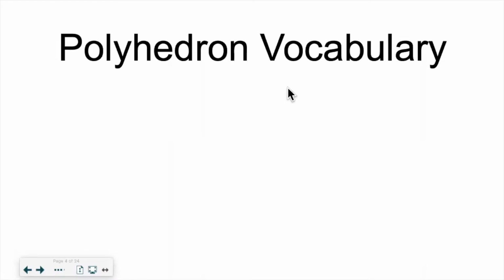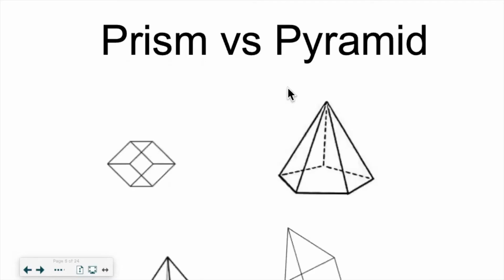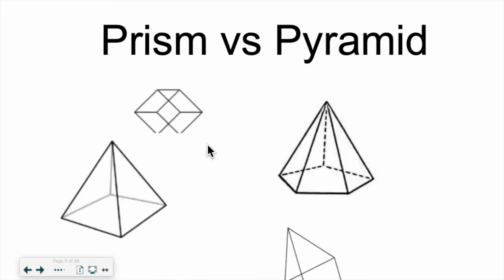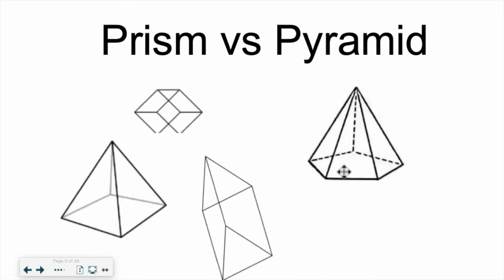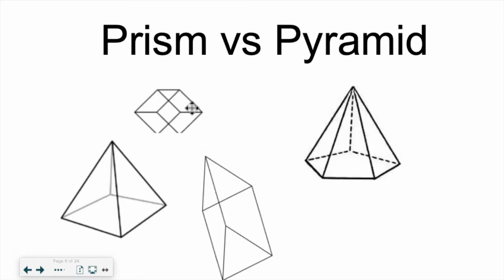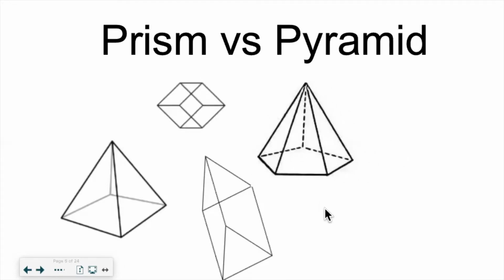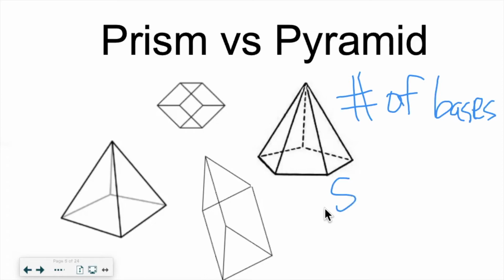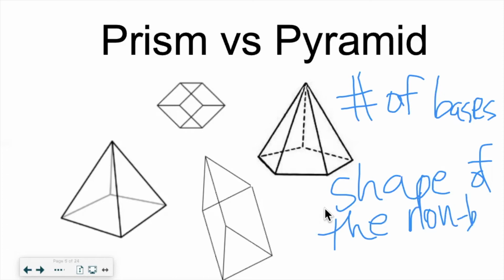All right, so there's some vocabulary that we're going to want to be familiar with regarding polyhedron. The first is the concept of a prism versus a pyramid. Now, very important distinctions that are true, that give you the difference. There are two things in particular you need to look at, and that would be the number of bases and the shape of the, we'll call them non-base faces. Those are the two things you have to consider in determining whether a polyhedron is a prism or a pyramid.